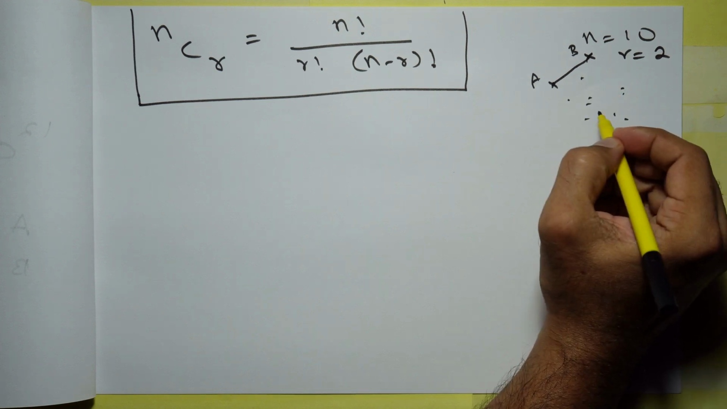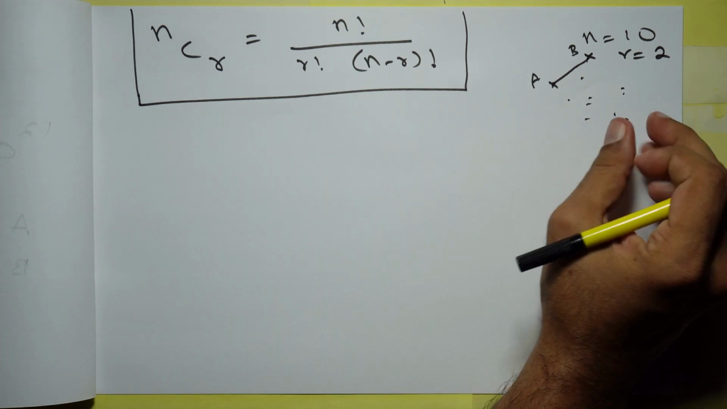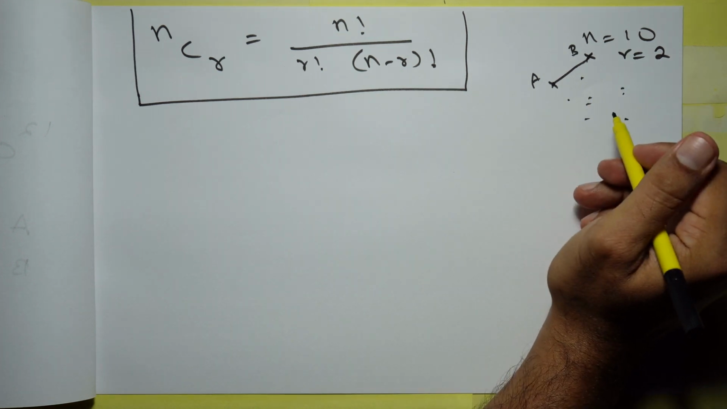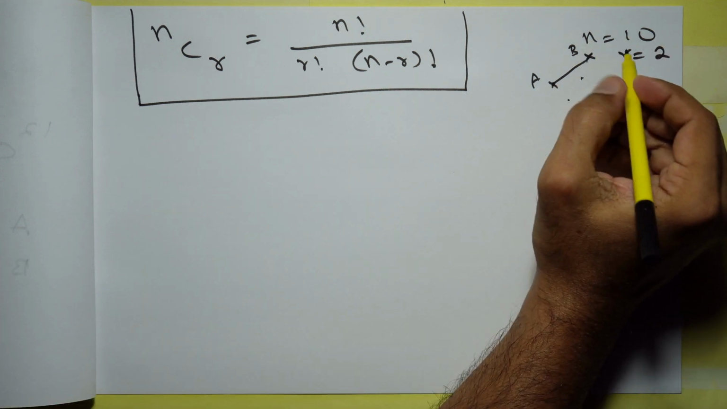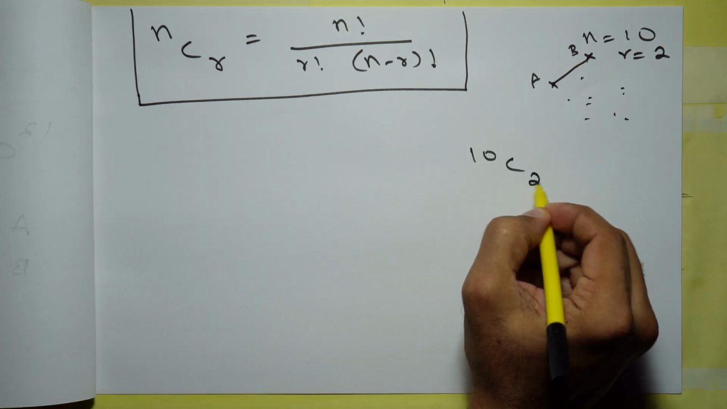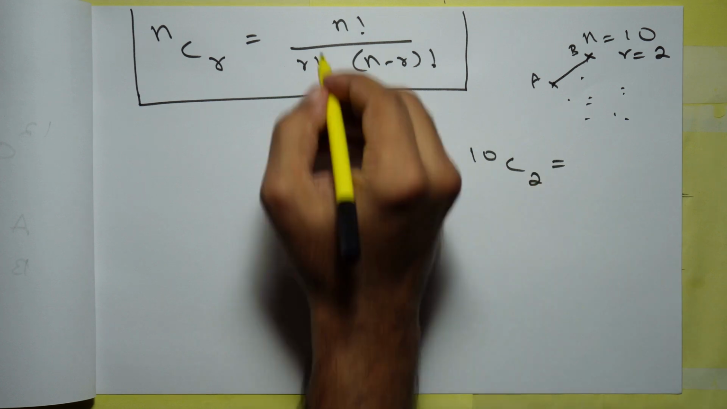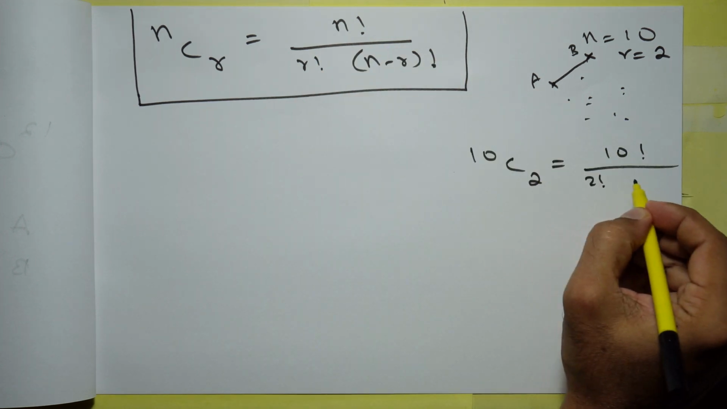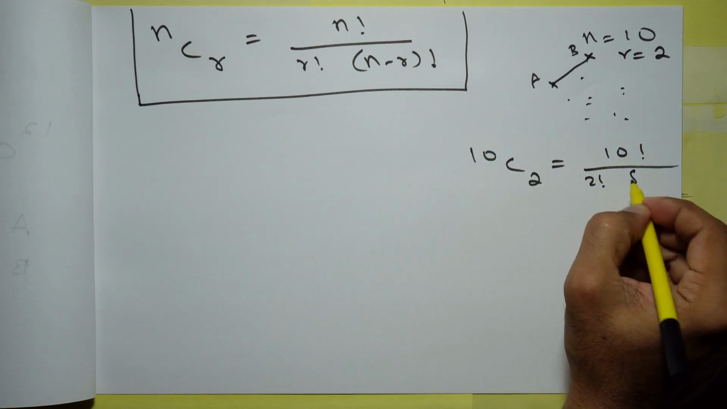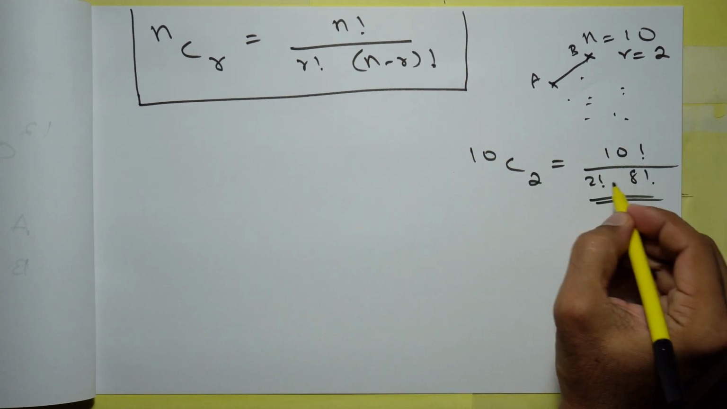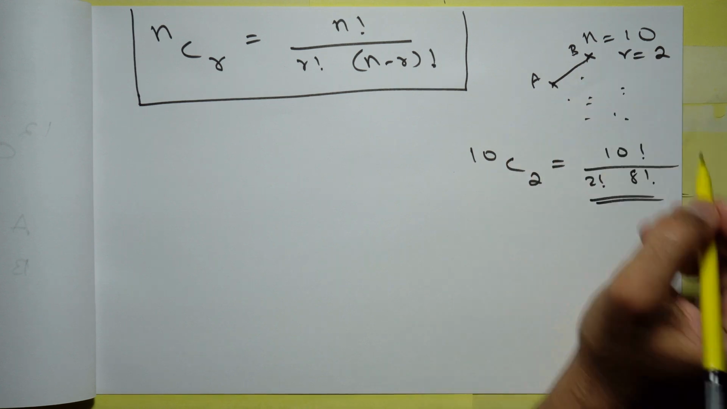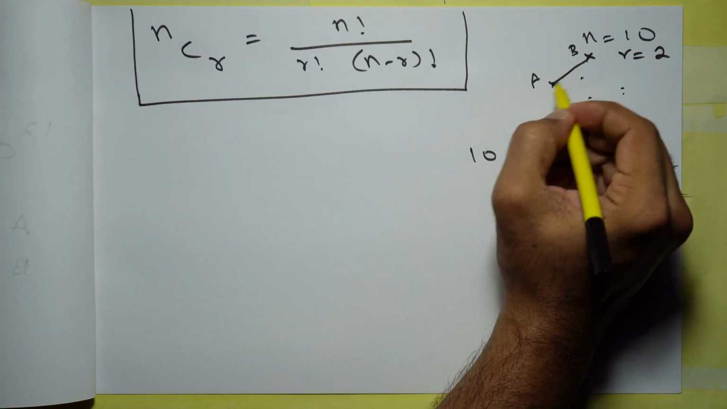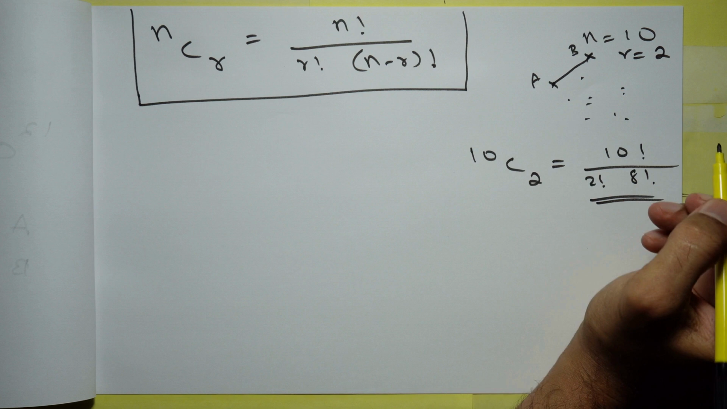So 10 points are there. In how many ways can you select 2 points and order doesn't matter? Directly substitute into the combinations formula. That is, from 10 you need to select 2. So here n is equal to 10. So n factorial by r factorial into n minus r, 10 minus 2, 8 factorial. This many ways of selecting 2 points from 10 points. And each set of 2 points will give you a line segment.